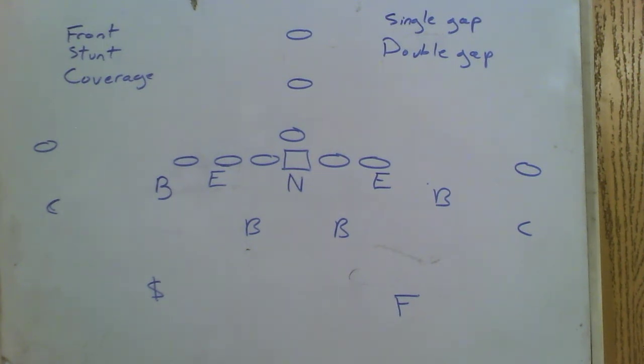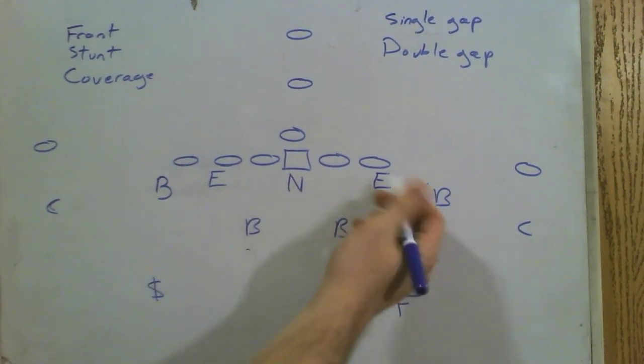For this first example, we'll do single gap. So we have our front. We have a basic 3-4 front, an Oki front, 5 techniques, 0 technique. And we're going to run, for a stunt, a strong slant. So in a strong slant, we're going to slant to the tight end side.